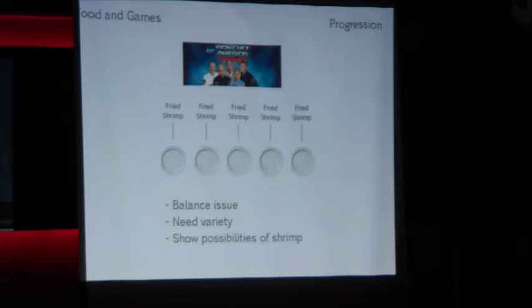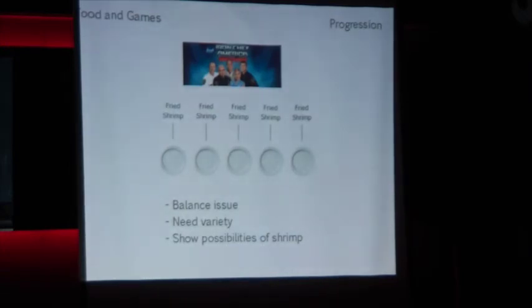So these are the 5 plates that, say, one of the chefs is going to create. And for each of them, we're going to add fried shrimp. But from this, we get the balance issue, because you're experiencing the same thing over and over. So it becomes apparent that we need some variety, so you don't get tired of eating those 5 dishes as quickly. Also, there's more possibilities of what you can do with shrimp, and it'll be really cool to showcase that, rather than just having fried shrimp.